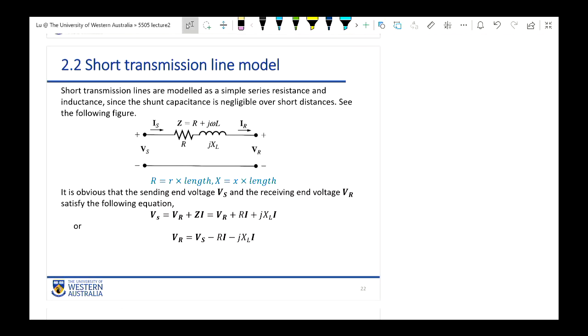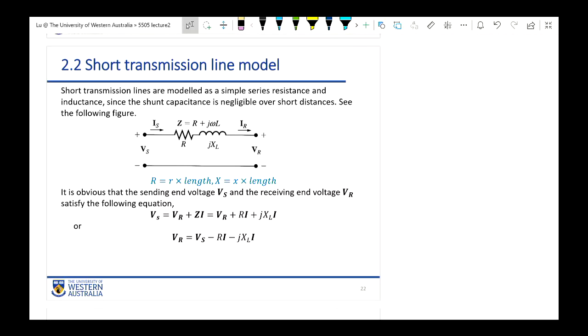Of course you can see there are 2 lines. At the bottom it's just a flat line, and on top is a line with the R and the jXL. Actually, the bottom line is essential but not important. In most cases, the bottom line is used to connect the 2 negative parts of the receiving and sending sides. They are connected to ground in most cases, so not important. But for our analysis of circuits, they are essential.